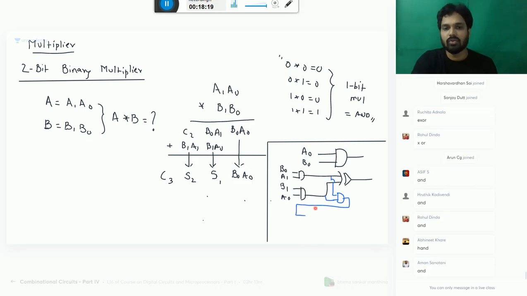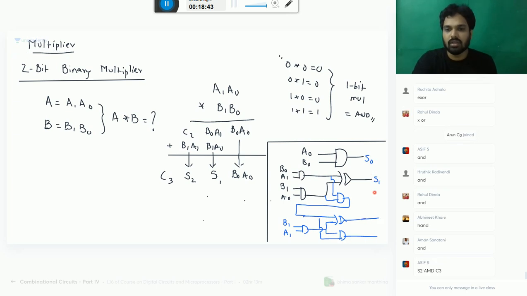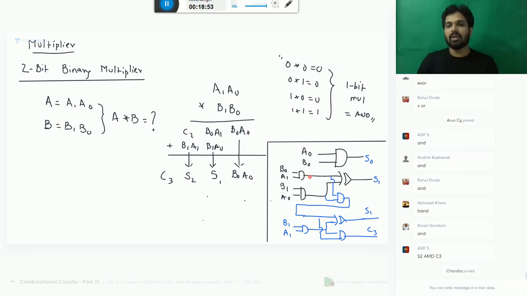And now again this is C2 and B1 A1. You give it to another XOR and another AND gate. This is your final answer: sum S0, S1, S2 and C3. So this is the simple implementation of binary multiplier circuit.